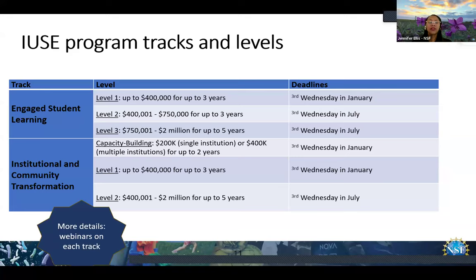And so we have the three different levels for engaged learning and the duration and the amounts for those particular proposals, as well as for institutional and community transformation. We do have a capacity building track, which is like a planning grant, in this area as well that you may want to consider.